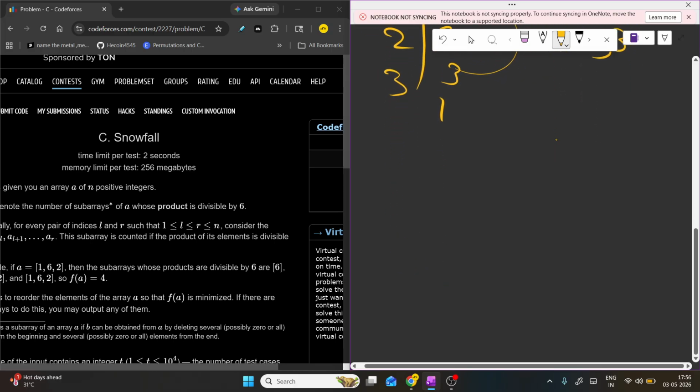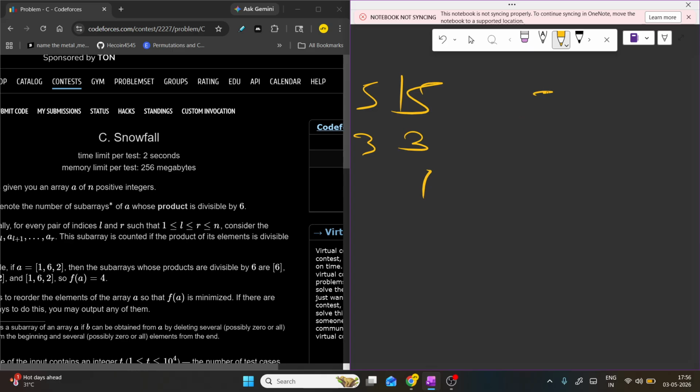Now let us see for 15. The prime factorization of 15 would be 5 threes are 15, and 3 ones are 3. So 5 and 3. But now we can see that we don't have a 2. We want a 2 at least once, but it is not present here. So 6 will not be able to divide 15 completely. 15 won't be divisible by 6.